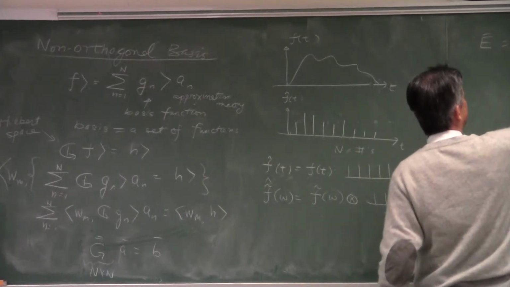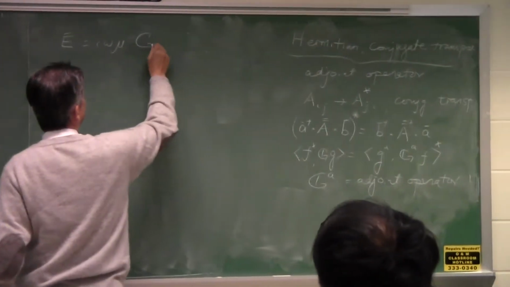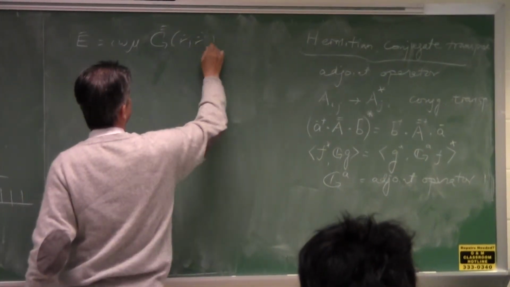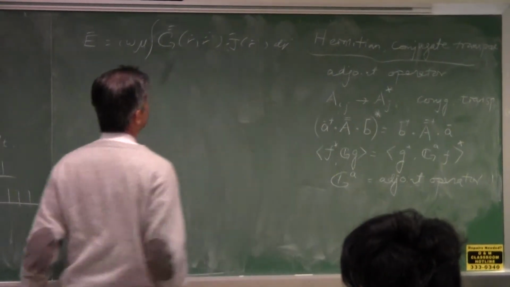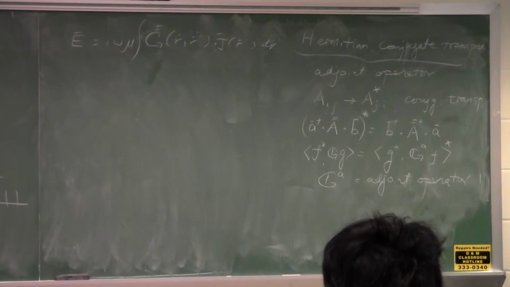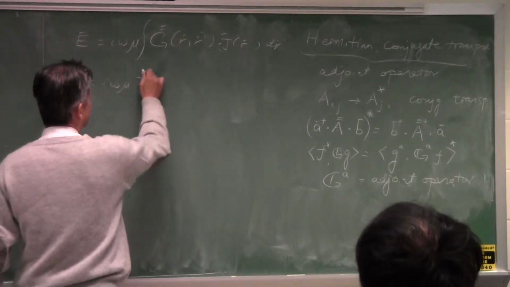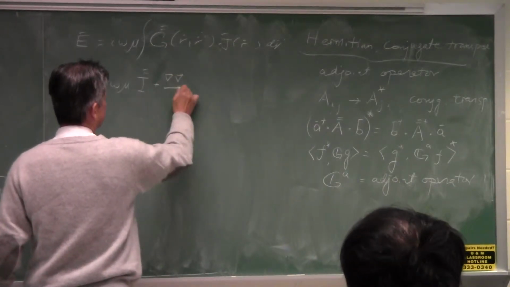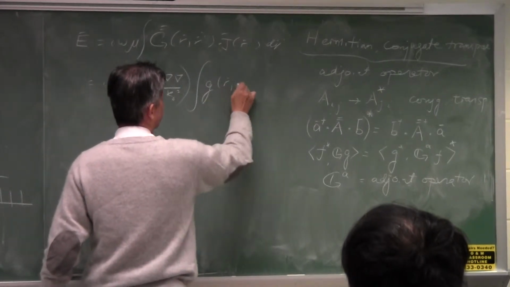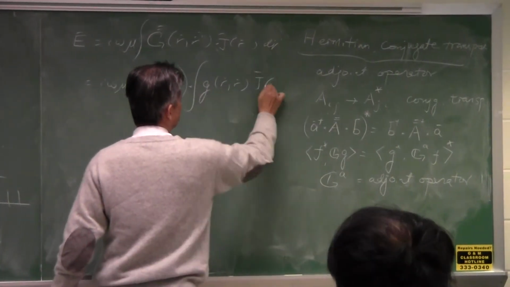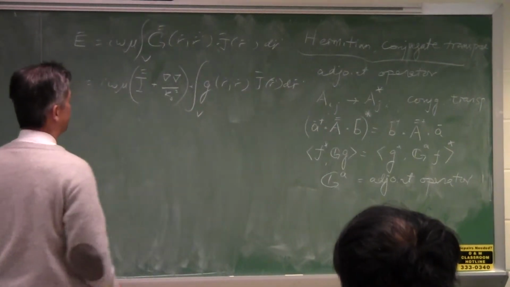E is, in the most general case, i omega G of r, r prime, J of r prime, right? This is the fact. And then I can rewrite this as i omega mu I plus del del over k naught squared, times the scalar Green's function. I think this is in chapter 1 of my book. The r prime.